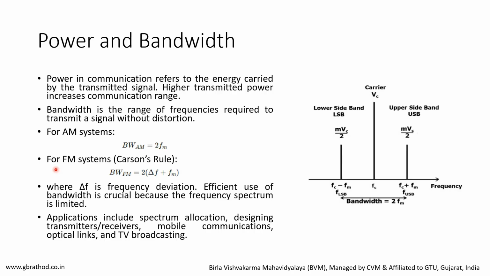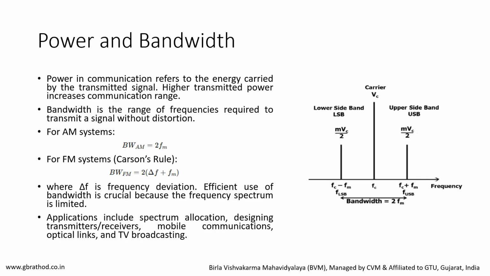Likewise, we can also find the bandwidth of FM. Here the equation of bandwidth of a frequency modulated signal is shown. It equals 2 times (delta f plus fm), where delta f is the frequency deviation. The efficient use of bandwidth is crucial because the frequency spectrum is limited, so we have to always utilize this spectrum wisely. Applications of power and bandwidth include spectrum allocation, designing transmitters and receivers, mobile communications, optical links and TV broadcasting.